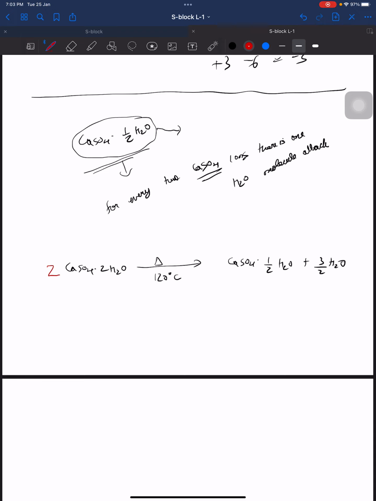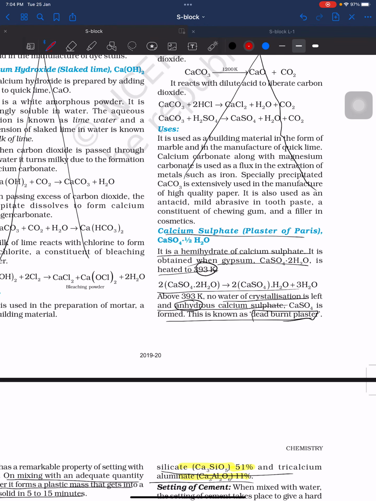So we multiply each and every thing by 2. So the final equation that we get is 2 calcium sulfate dot 2H2O, when heated at 120 degrees centigrade, gives us 2 calcium sulfate dot H2O, right? So if this entire thing is multiplied by 2, calcium sulfate is multiplied by 2, and this half is also multiplied by 2. This means dot H2O, plus 2 into 3 by 2, which means 3 H2O is being released, right? So this is how we write the equation.